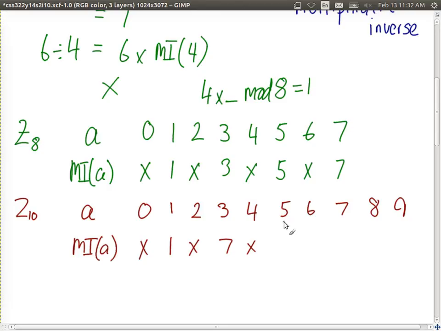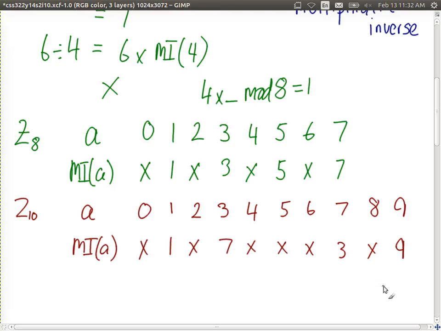5. 5 times something mod 10 will never leave us a remainder of 1. 6, no, even. 7 will be 3. They're the inverses of each other, so it goes in both directions. 9. 9 times 9 is 81.